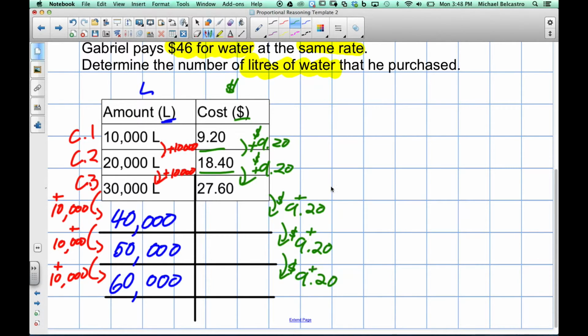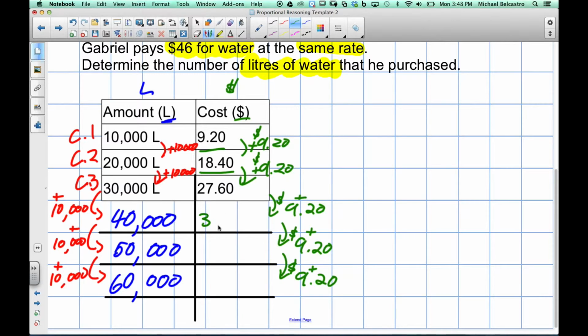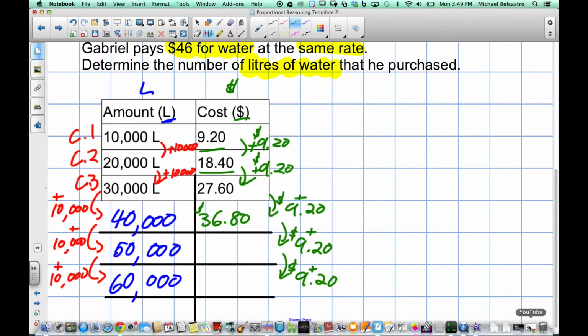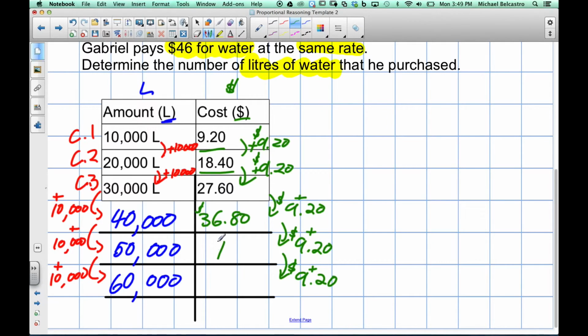Okay, so we're going to keep increasing. I keep using the addition sign for increasing. So we had 27.6, and we're going to add our $9.20, and that gives $36.80. That's for 40,000 liters of water. Let's take this amount again, $36.80, and we're going to add $9.20 again, and we get $46. We got that $46 when we added this together. We can put our 2 zeros for our cents.